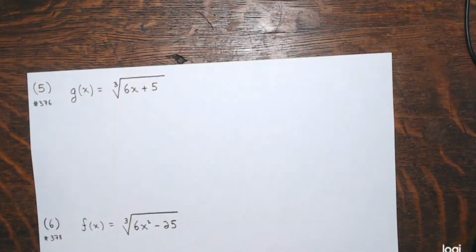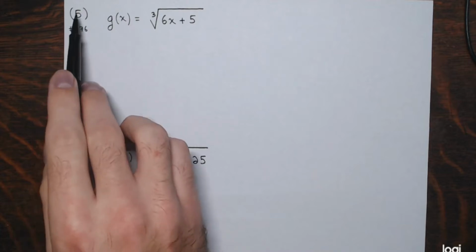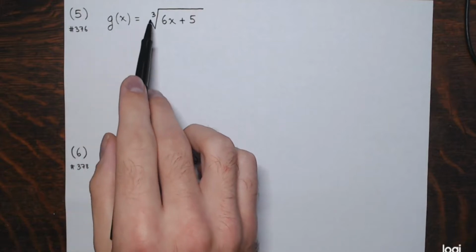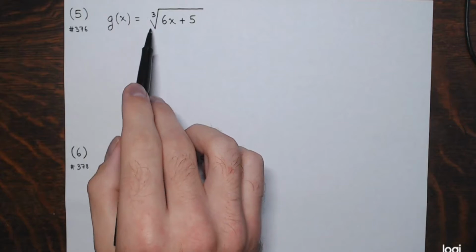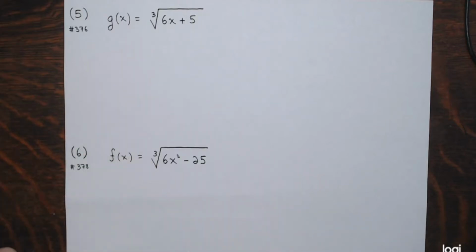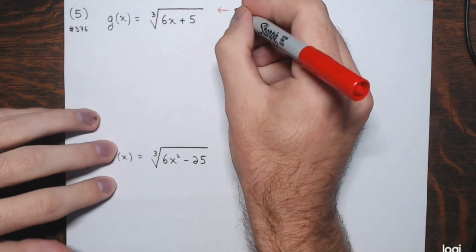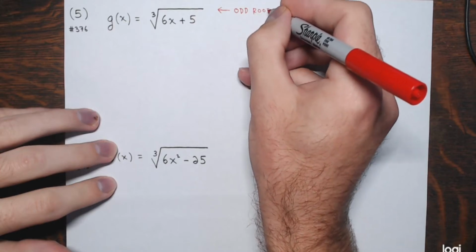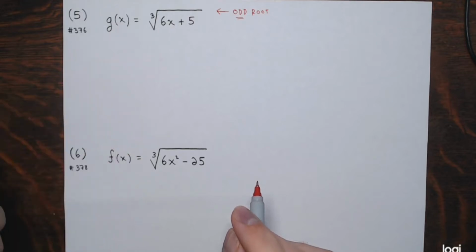Alright, so far we've seen a bunch of even roots, square roots. Now in number 5, which corresponds to exercise 376, we have a cube root. A function called g of x equals the cube root of 6x plus 5. So this is an odd root: cube root, fifth root, seventh root, etc. And I'm telling you right now, these are easy. You've seen these before.